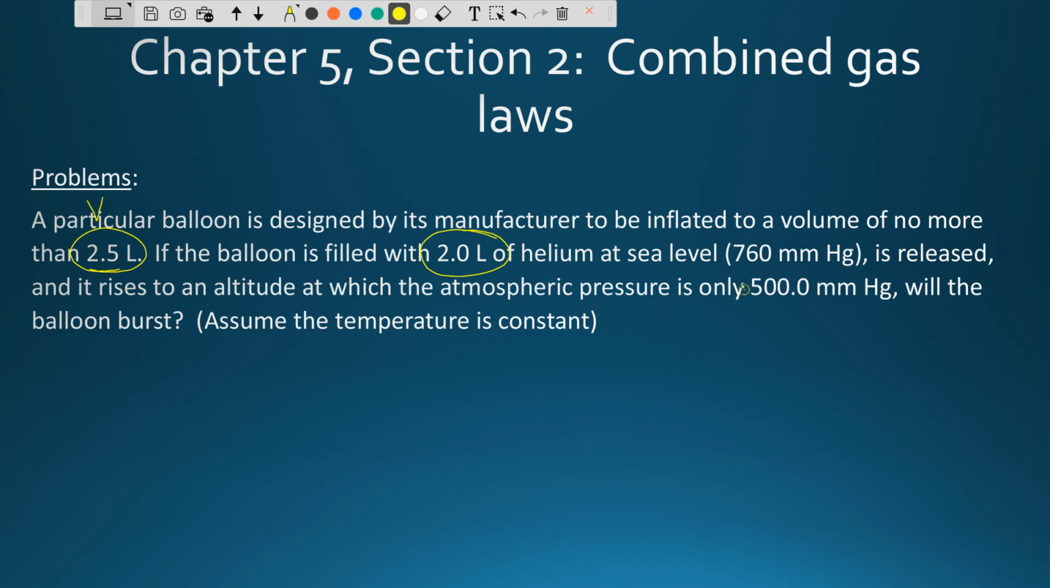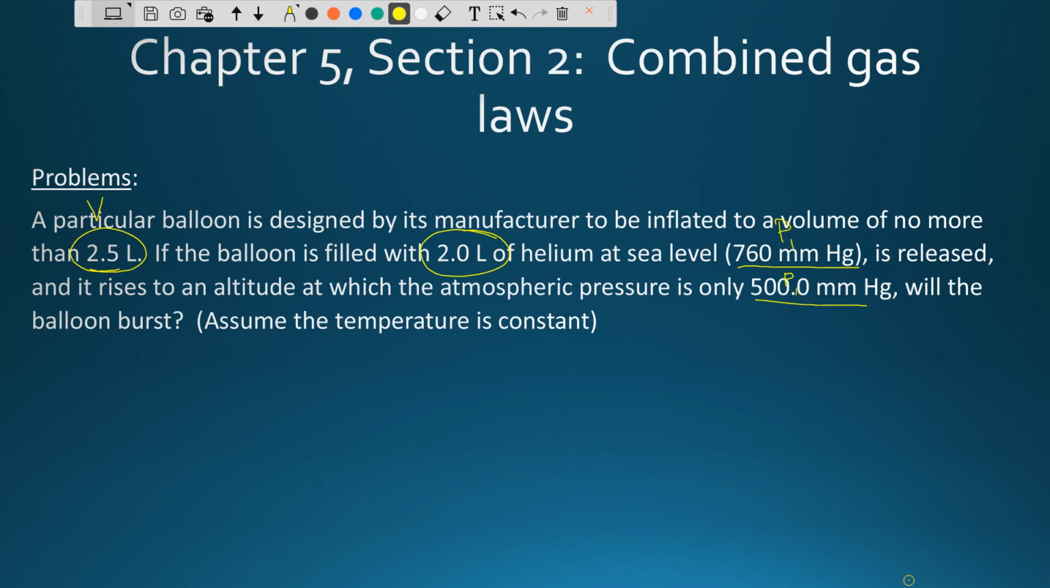Okay, we're going to be filling it at sea level, which is 760 millimeters of mercury, and if we're just using Boyle's law, we can keep it in millimeters of mercury. Whatever we start with, we end with, and that's no problem. It's the ideal gas law that we have to watch out for. So if we see it at the 760 and it rises to an altitude where the pressure is only 500, now all of a sudden I have a P1 and a P2.